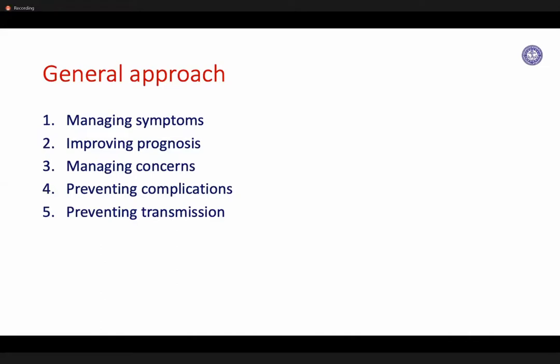And once that is done, you go to the second stage of improving their long-term prognosis. HIV is a long-term condition, and by giving antiretroviral medications, you can improve the long-term prognosis. So now they are symptomless, and they have a good prognosis on the long term, hopefully. Then they will have various concerns, various worries about the future. So that's the third stage, managing concerns. Along with that, you must also start preventing further complications, and finally preventing further transmission to others in the community.